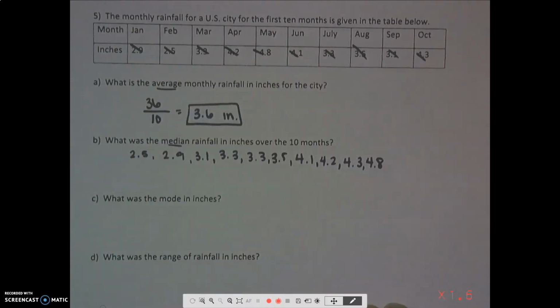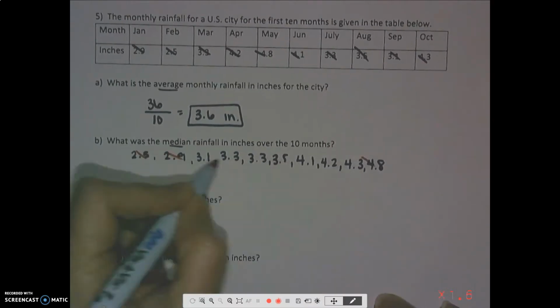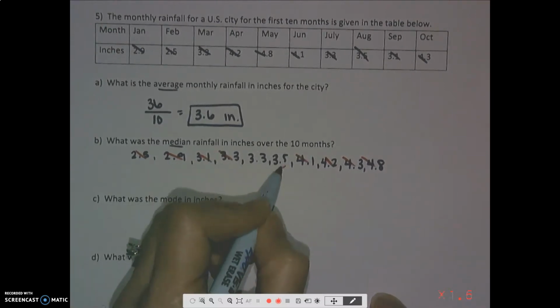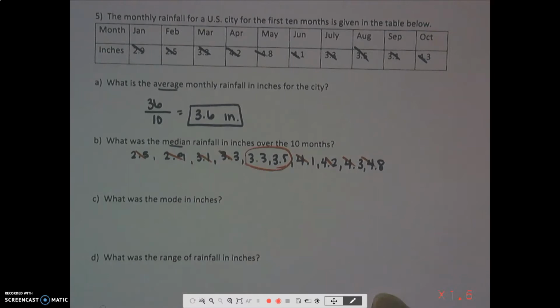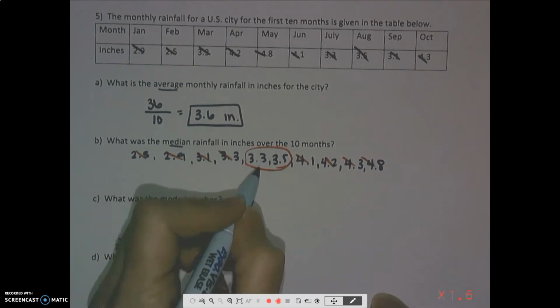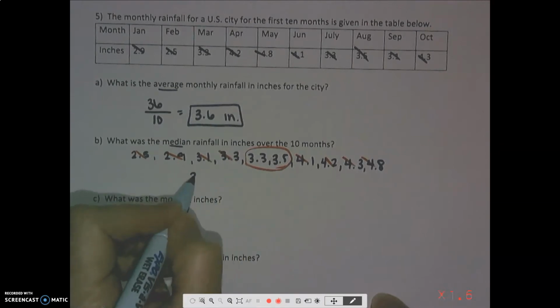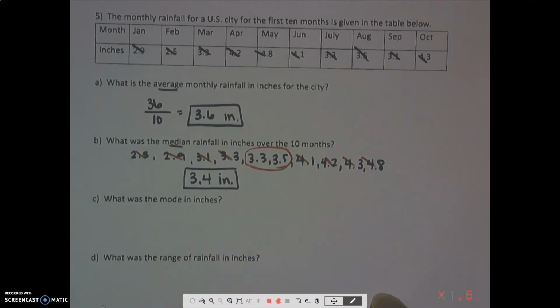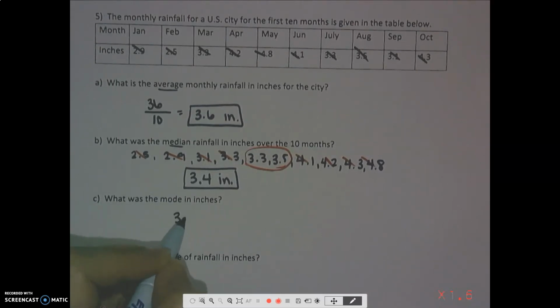Okay, so we've got them all there, and now we're finding the median, so we need to find the one that's in the middle. So we're going to go from left to right here. They, again, have to be listed in order from least to greatest. So we're focused on these two numbers here. That means that we're finding the number that's halfway between 3.3 and 3.5. So you can do the math of that, or you can just know that halfway between 3.3 and 3.5 is going to be 3.4 inches. Okay. What is the mode in inches? So if we're looking at this, the one that was listed the most number of times is 3.3 inches.